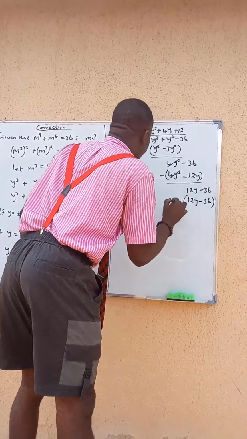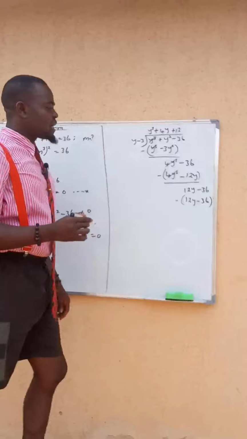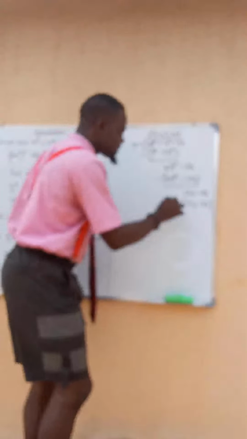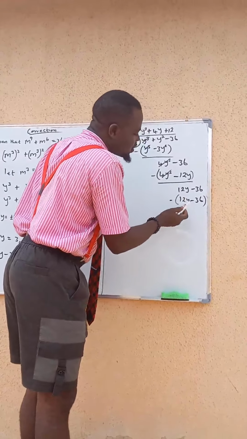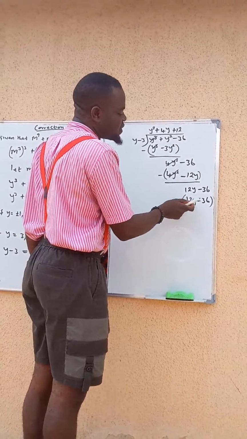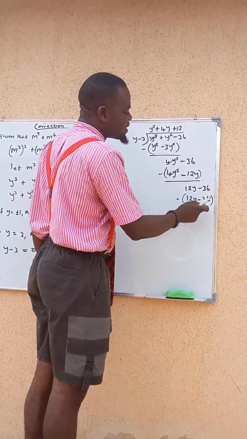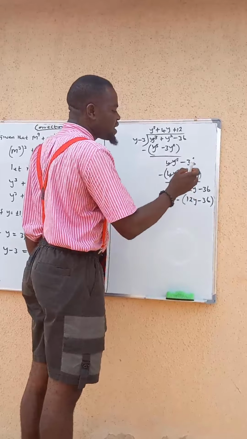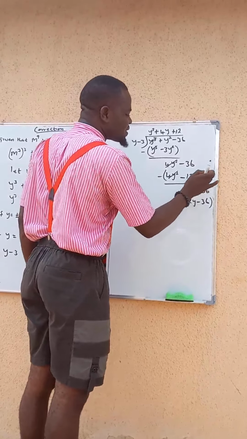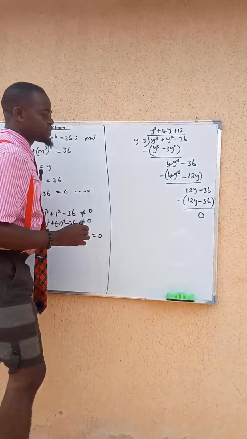So you put your bracket. I told you there's an invisible minus here. Now plus 12y multiplied by minus will give me minus 12y. Minus 12y plus 12y is 0. Minus times minus 36 will give me plus 36. 36 minus 36 is 0. So at this juncture, we have 0.